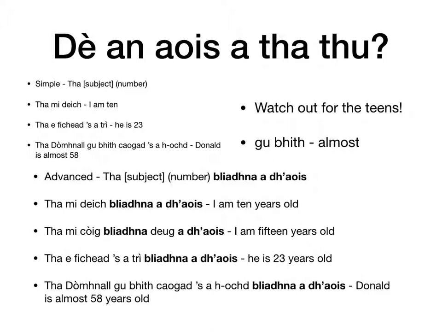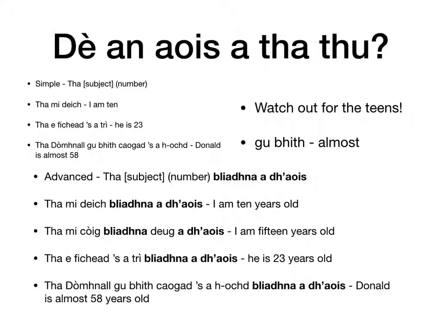Now, a bit like when we looked at where we were from, a slightly more sophisticated way is to make sure that you say years of age or years old. And you go "tha mi", then the number, then "bliadhna a dh'aois". Tha mi deich bliadhna a dh'aois. I'm 10 years old.